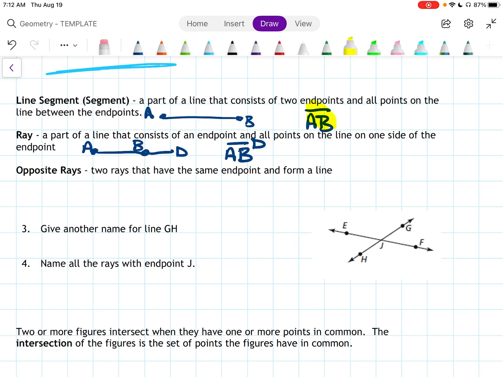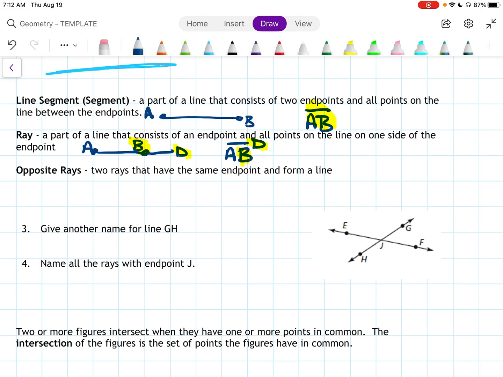Notice that B is closer to the arrow than A is. So B is closer to the arrow again. Okay, that's a requirement. They have to be kind of in order. So whichever letter is closer to the arrow of the ray, that one has to be closer to the arrow of the ray when you label it.